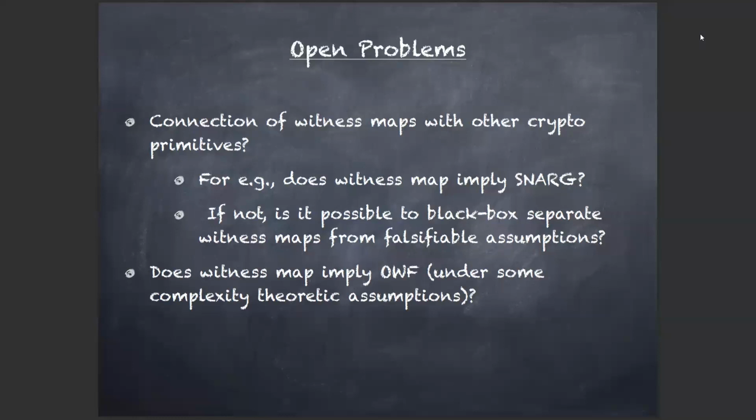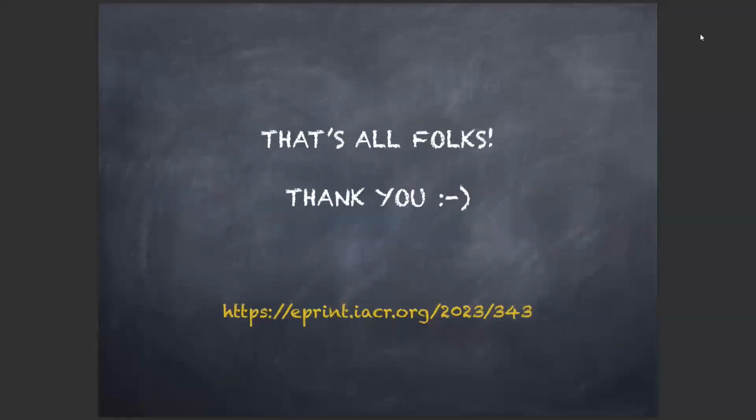For IO, we know that IO plus this complexity theoretic assumption implies one-way functions, but we don't know about that for witness map. And finally, can we come up with more applications of witness map? And that will be my talk. You can look up the paper for further details. Thanks, and I'm up for questions.